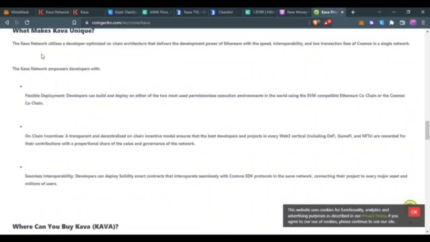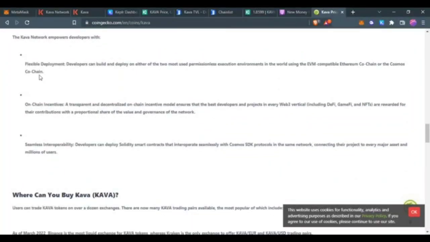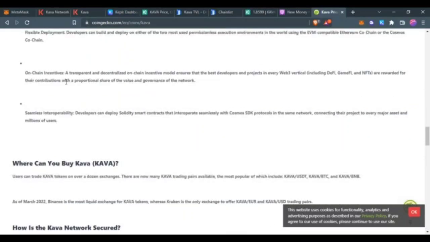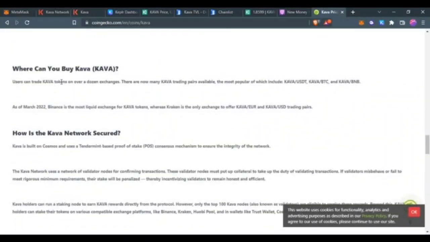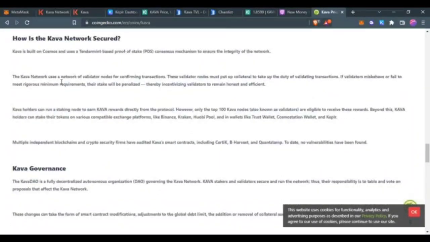Now, what makes Kava unique? The Kava network utilizes a developer optimized co-chain architecture that delivers... okay, we read that. The low transaction fees of Cosmos in a single network. And this is more so for individuals that are developing. Not going to so much cover that.